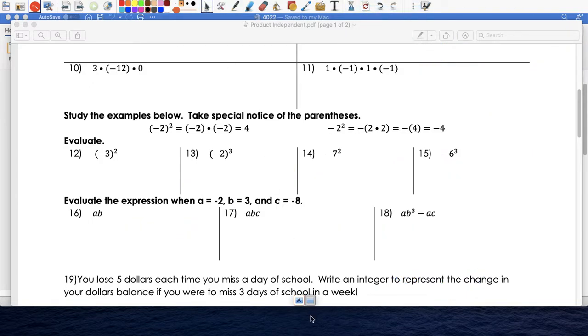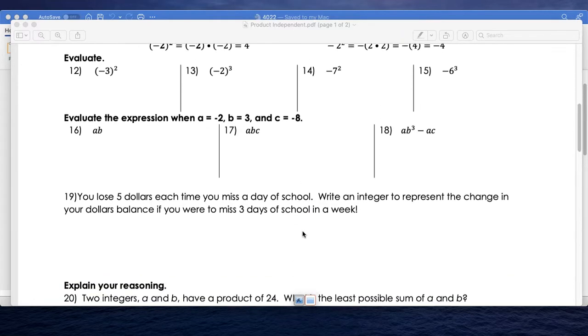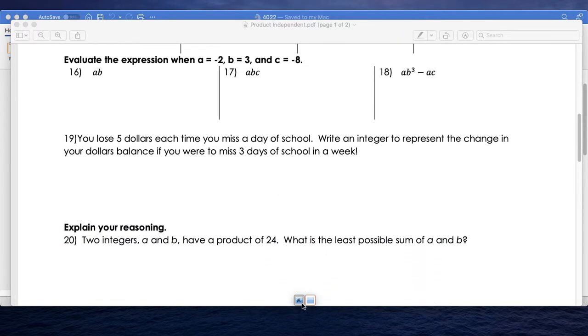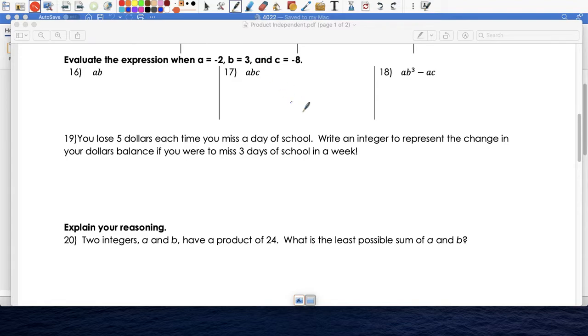Okay. You lose $5 each time you miss a school day. Yikes. Write an integer to represent a change in dollars in your balance if you were to miss 3 days of school in a week. All right, so lose $5 is represented by negative 5. When you miss 3 days, the change in balance would be negative 15. Explain your reasoning.